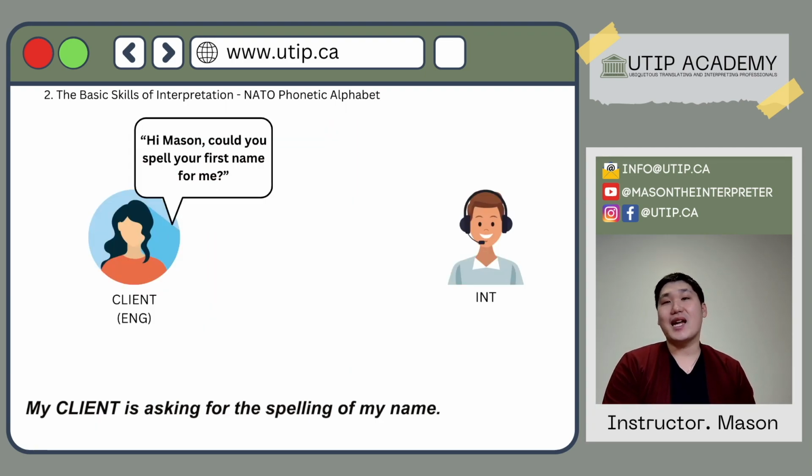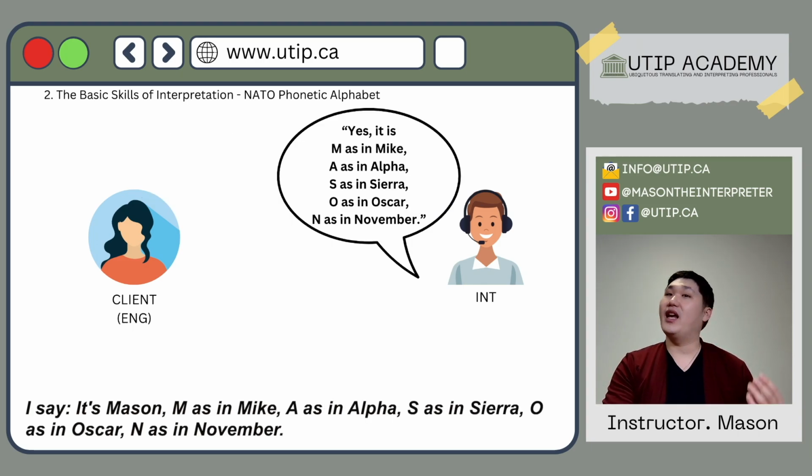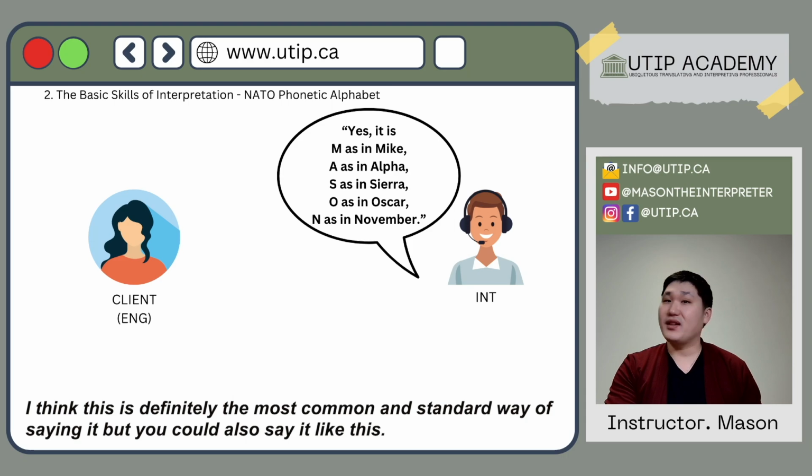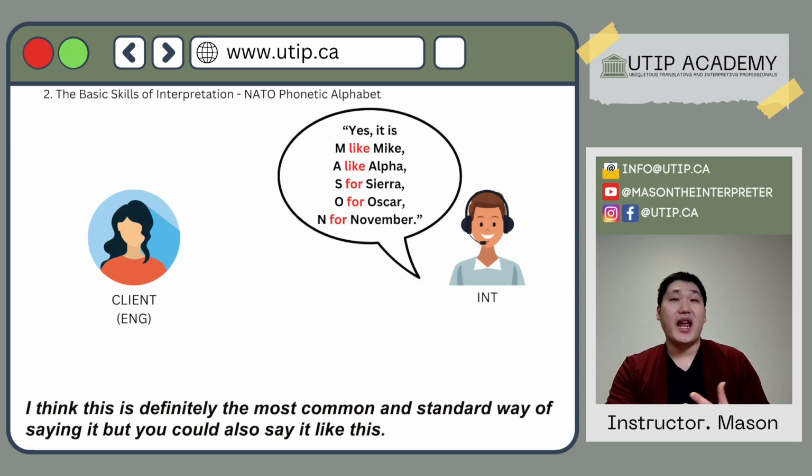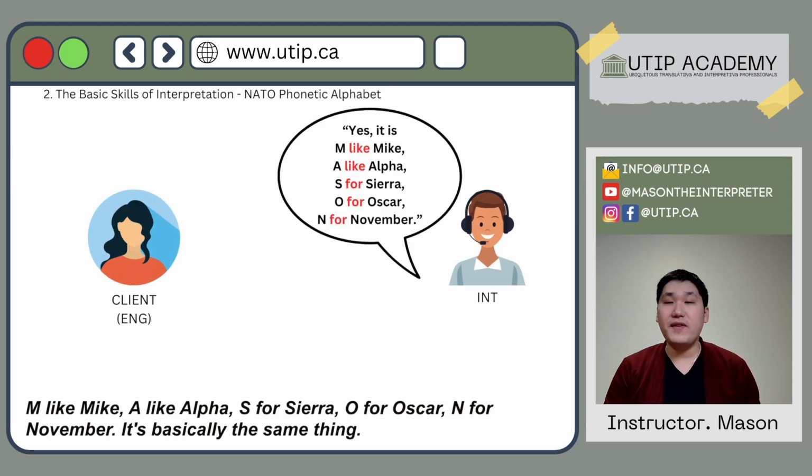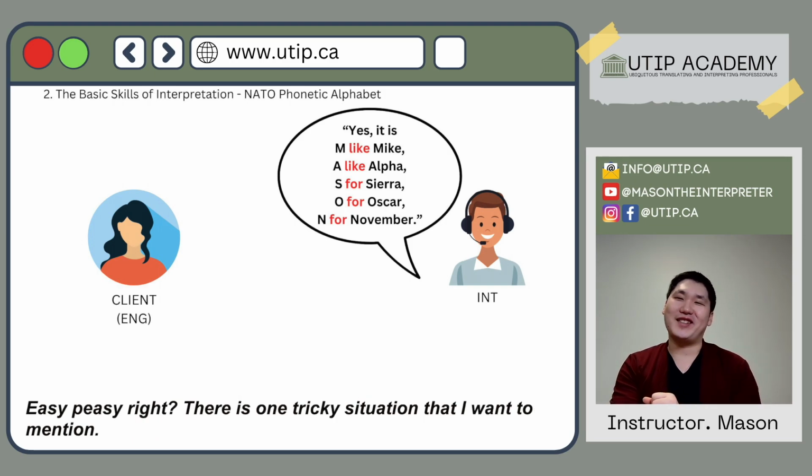My client is asking for the spelling of my name. I say it's Mason, M as in Mike, A as in Alpha, S as in Sierra, O as in Oscar, N as in November. I think that is definitely the most common and standard way of saying it, but you could also say it like this. M like Mike, A like Alpha, S for Sierra, O for Oscar, N for November. It is basically the same thing. Easy peasy, right?